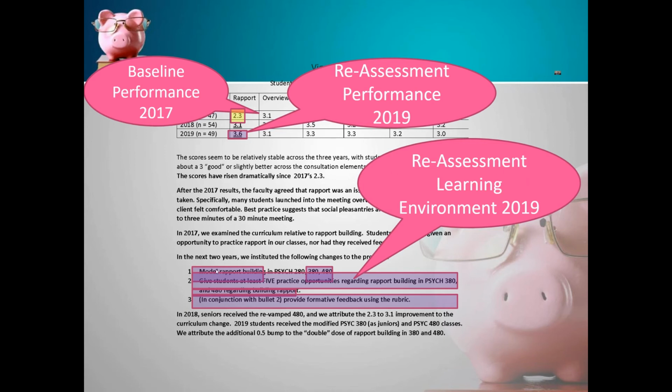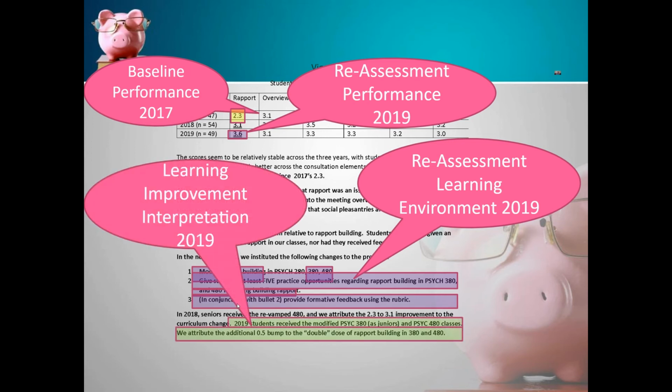So specifically, they've seen faculty model rapport building in 380, a junior level class, and in 480. They also had practice opportunities both in Psych 380 as juniors and also in 480 as seniors. And then they've had feedback along the way. And so what's neat is here's the interpretation here, that the 2019 students received the modified Psych 380 when they were juniors and in Psych 480 as they were seniors. The program attributes that additional 0.5 bump to that double dose of rapport building in 380 and 480.